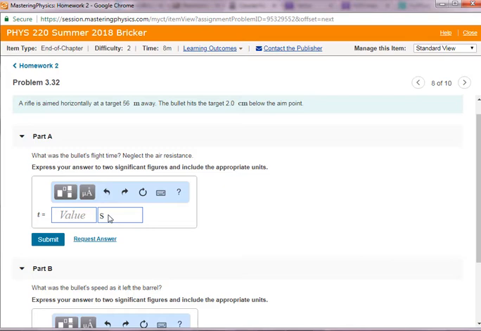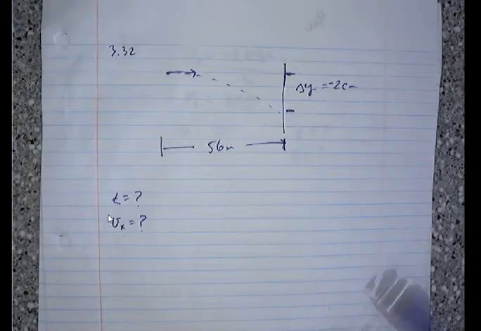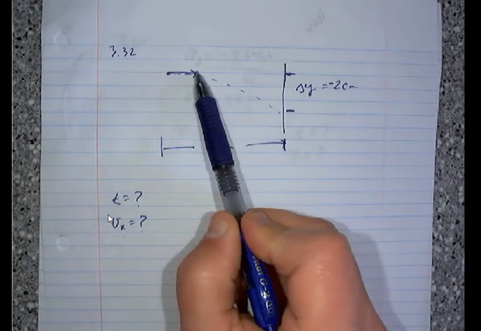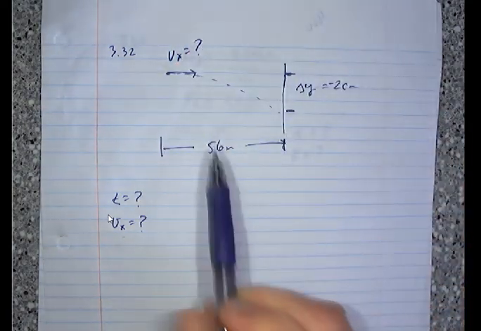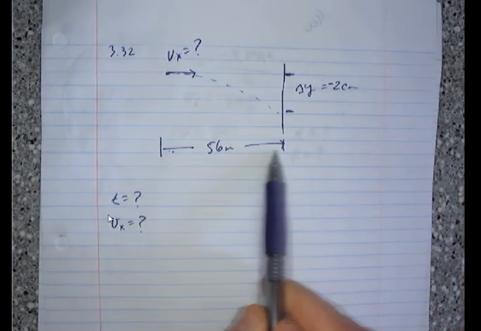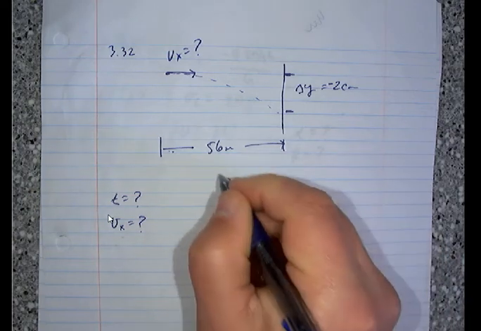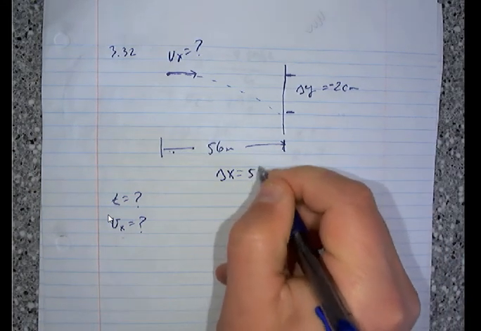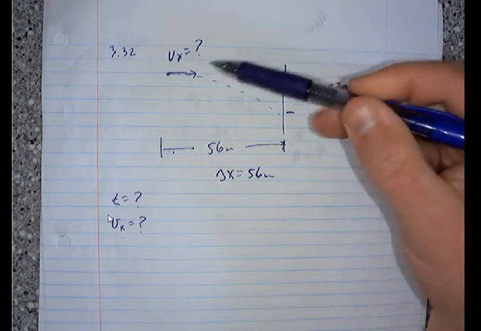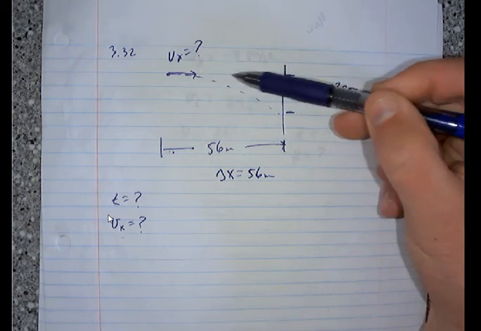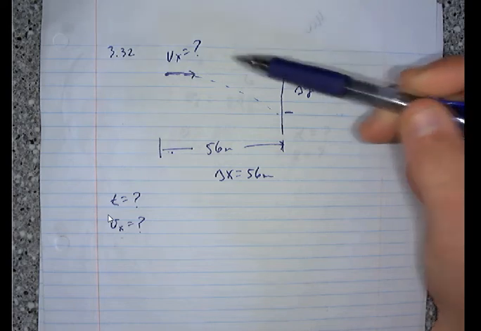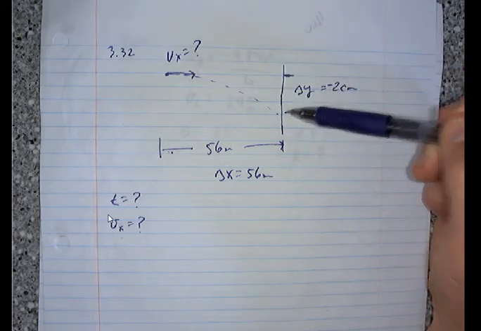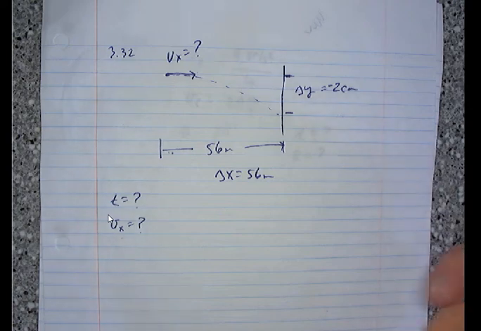Okay, let's draw this out. So here's what I have. We've got some x velocity because it's fired horizontally. We don't know what that is, but we do know it moves 56 meters this way in the x direction, so that's what delta x actually is, 56 meters. And no matter how fast you fire this thing, it's never going to go right across here. Because it's under the influence of gravity, it's going to follow this path. And I did not draw these to scale.